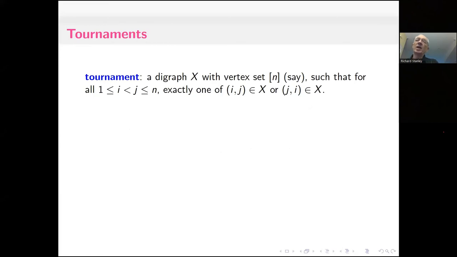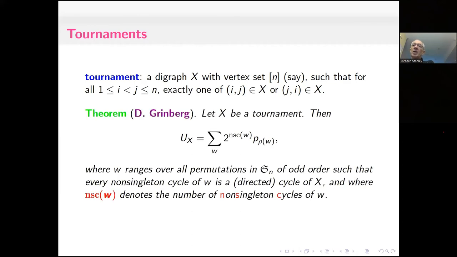Now there's another class of X for which UX has some nice special properties, and these are tournaments. So recall that a digraph X, let's say on the vertex set 1 up to n, is a tournament if for all i less than j, exactly one of ij is in X or ji is in X. And notice that the complement X bar of a tournament is also a tournament. So Dari has a nice combinatorial formula for the expansion of UX in terms of power sums when X is a tournament.